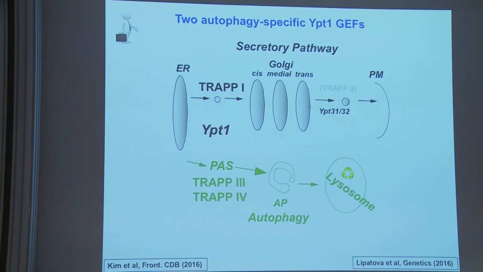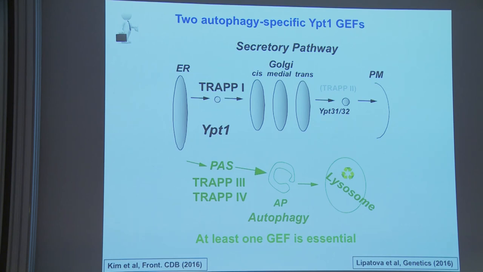I'll just tell you that we showed that while TRAPP1 is required for the role, so now I'm talking about the activators. The activator TRAPP1, with YPT1, takes cargo from the ER to the Golgi, to the plasma membrane, while two other TRAPPs, TRAPP3 and TRAPP4, which have a similar core but different specific subunits, take it to autophagy. Okay, same YPT1. And at least one GEF.